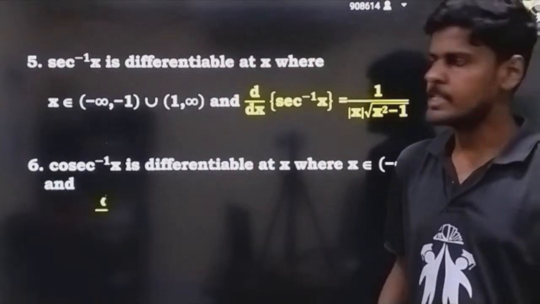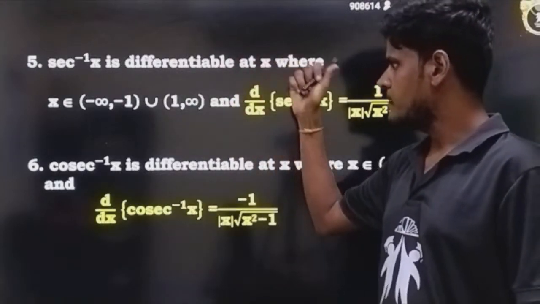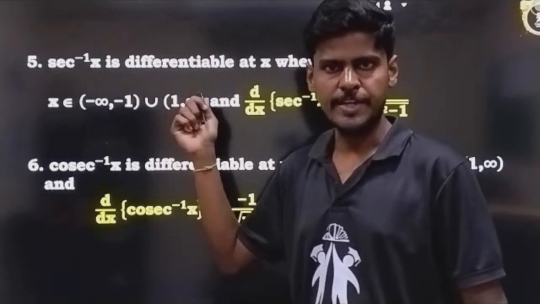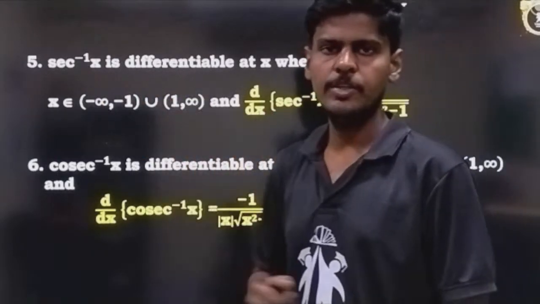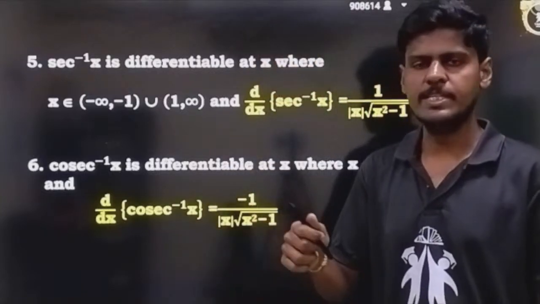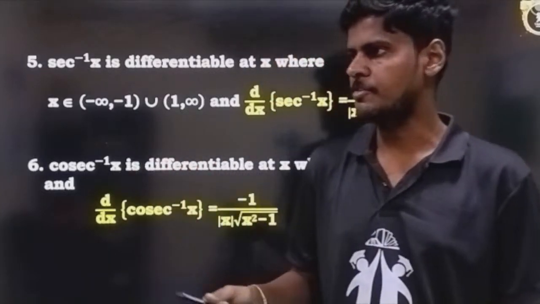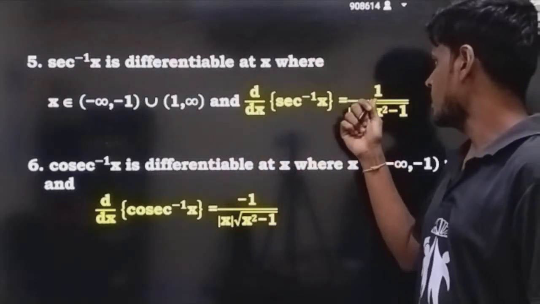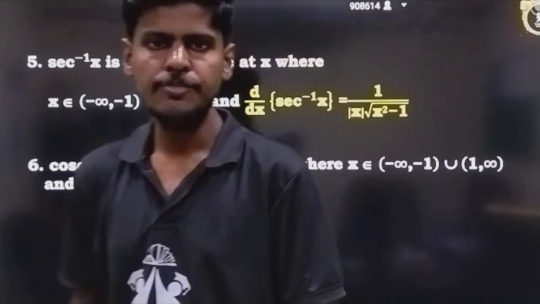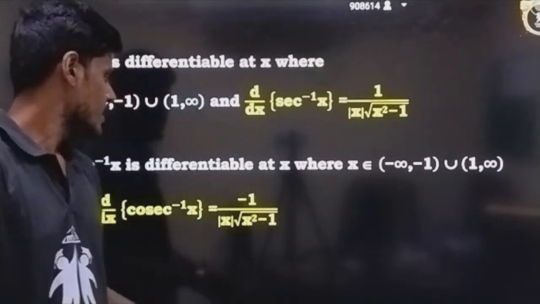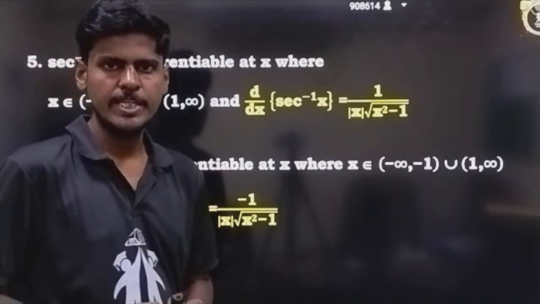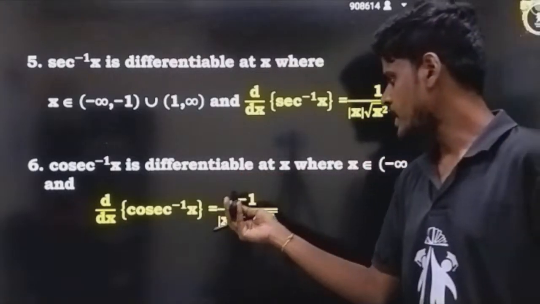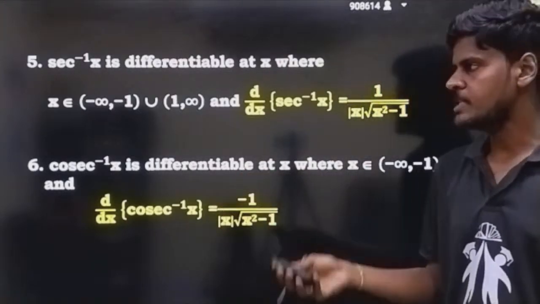Derivative of secant inverse x. Secant inverse x is defined for x outside the interval minus 1 to 1, in all real numbers except that. We already know the graph of inverse functions; we have discussed this in the inverse trigonometric function chapter. So the derivative of secant inverse x is given by 1 by x into square root of x square minus 1. Similarly, the derivative of cosecant inverse x is given by minus 1 by x into square root of x square minus 1.